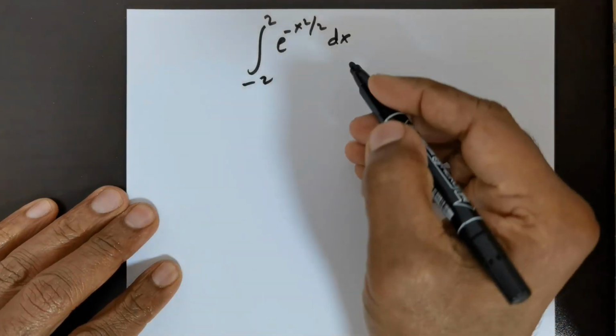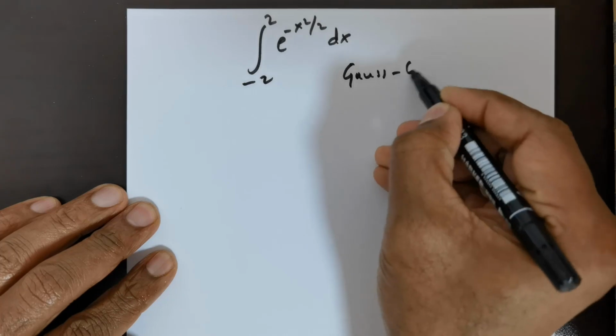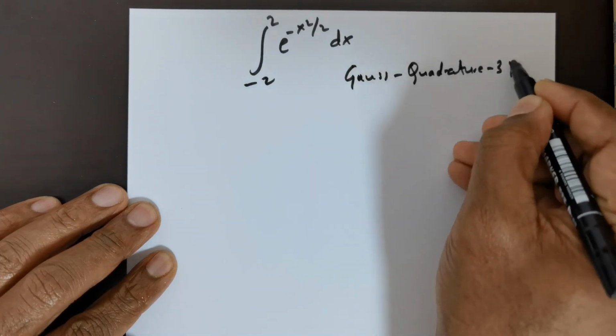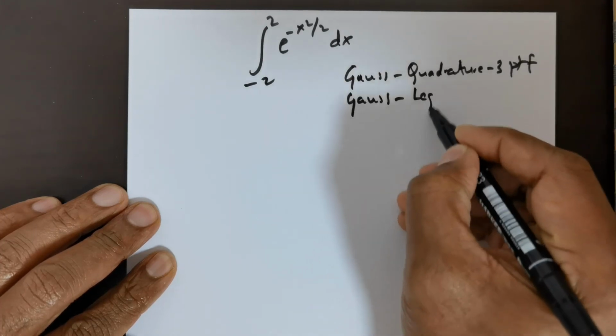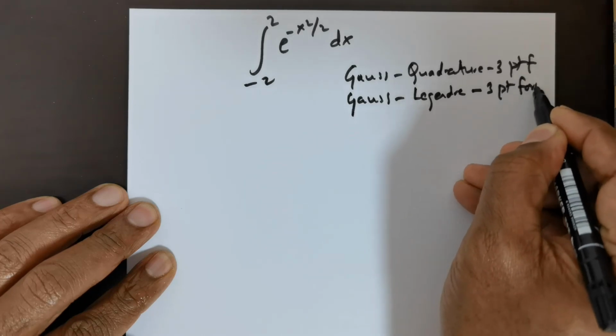Good day, students. In this class we will learn about the Gauss Quadrature 3-point formula. This is also called the Gauss-Legendre 3-point formula.